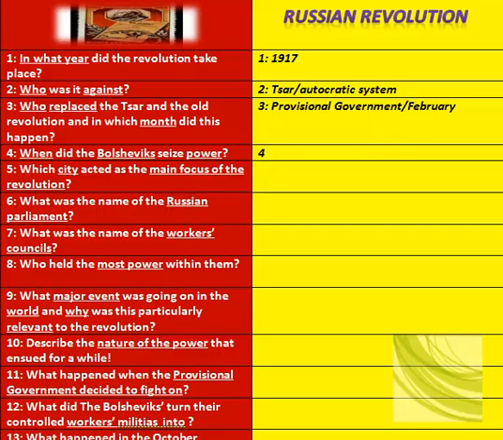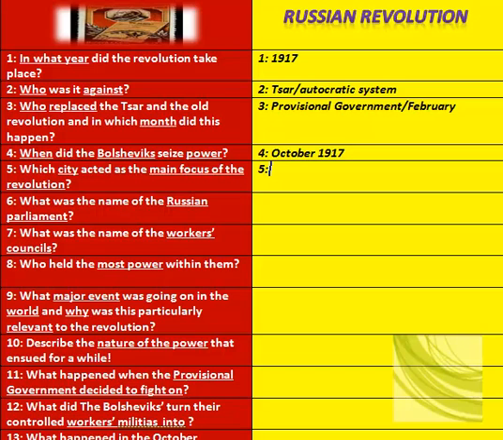Right, number four. When did the Bolsheviks seize power? They didn't seize power straight away. They actually seized power later in the year, in October of 1917, and we all know that October is spelt like so.